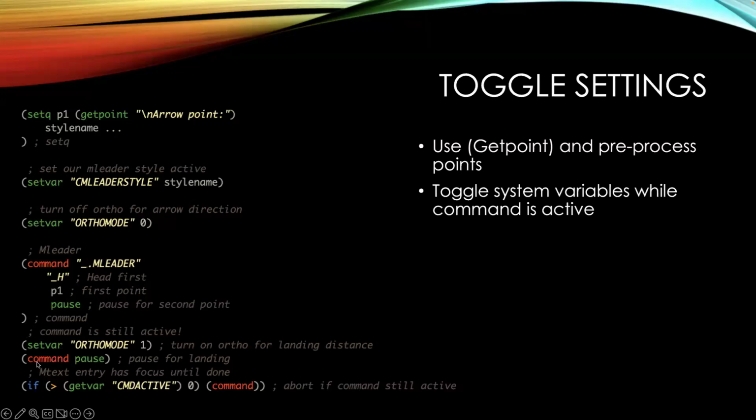And then we can come back to command, throw another pause to the command line, pausing for the landing distance. And then now the mtext box will have focus. The user enters their mtext, and that's just kind of just sitting there. And so again, notice how I'm literally just reading comments, and that is 100% how good code is organized. I don't read the code, I read the comments. So I'm always just looking at the comments, and so that's why good comments are so imperative.